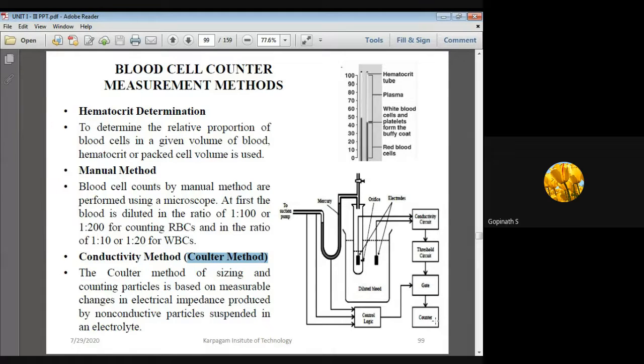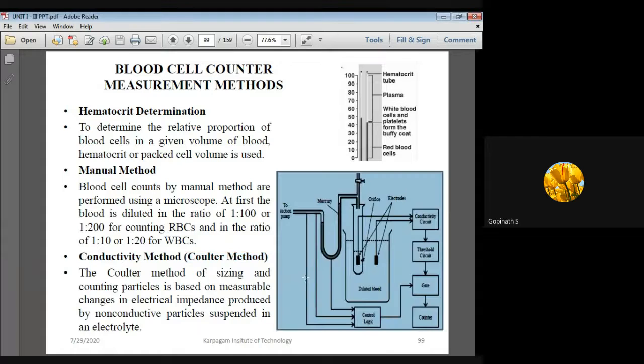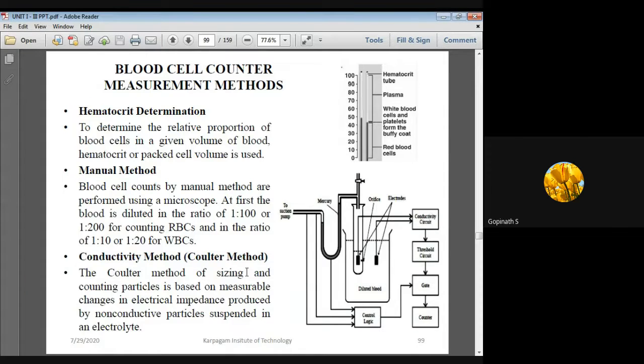From the RBC, we can measure the hemoglobin concentration. So this is the conductivity method.